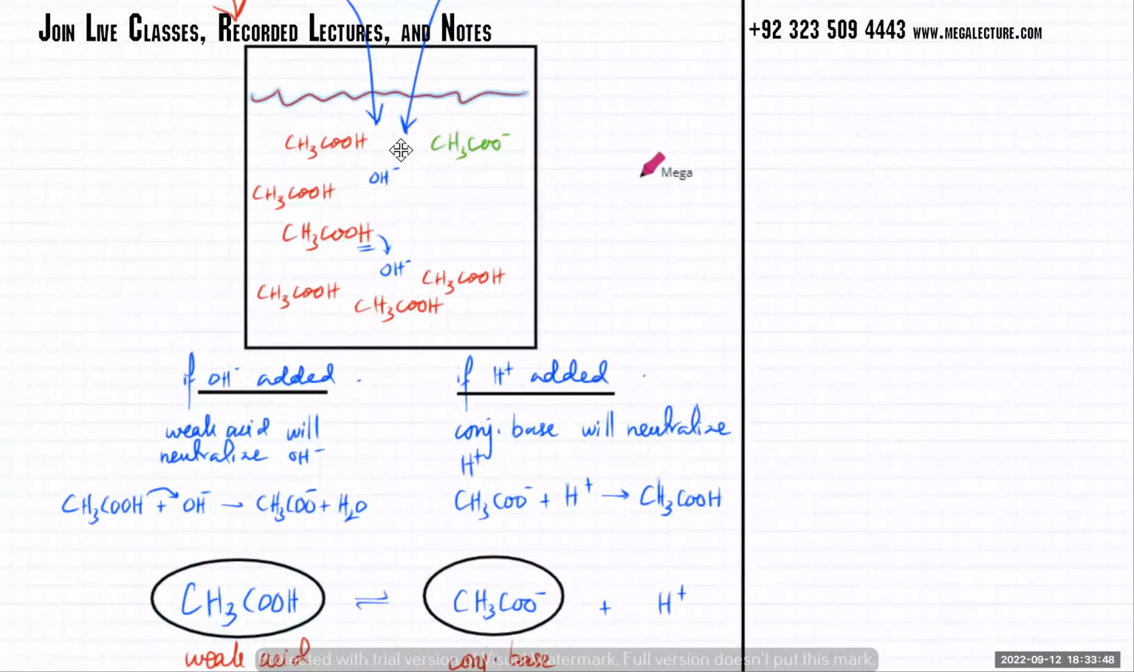But is this point clear? Why will this ion be less in quantity? Because it's a weak acid. It does not ionize. It does not produce a lot of ethanoate ions. Is this point clear?